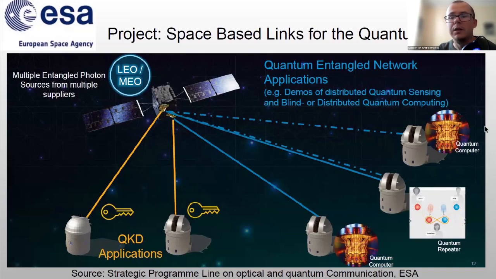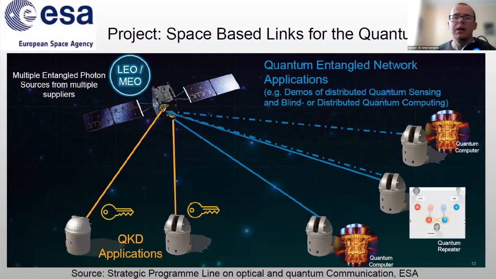Now I want to talk a little bit about my research connected to space-based links. We have a project from the European Space Agency called Space-Based Links for the Quantum Internet. In this project, we want to simulate the performance of a quantum network that will consist of a number of satellites that encircle the Earth. From those satellites, we can distribute pairs of entangled photons to optical ground stations somewhere in Europe. And we can perform different use cases. We can use those entangled photon pairs for different specific applications.